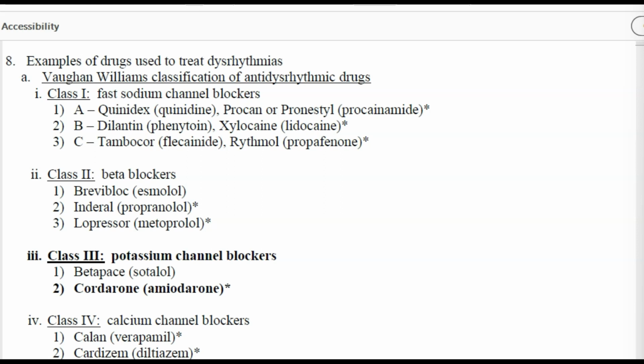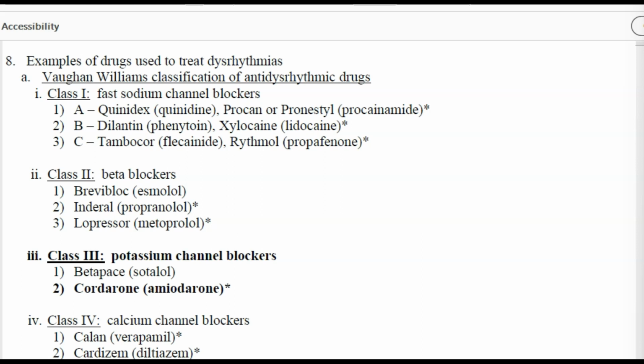So class 1, they're the fast sodium channel blockers. Class 1 or fast sodium channel blockers inhibit sodium influx through the cell membranes, thus slowing down the rate and amplitude of initial rapid depolarization, reducing cell excitability, and then reducing conduction velocity. So among class 1, we have A, B, and C. A, quinidex or quinidine, procan or Pronestyl or procainamide. Under B, we have Dilantin or phenytoin, and Xylocaine or lidocaine. And C, Tambocor or flecainide, and Rythmol or propafenone.